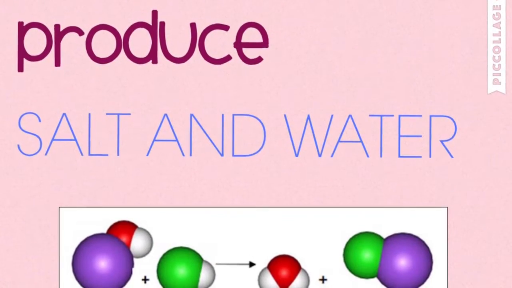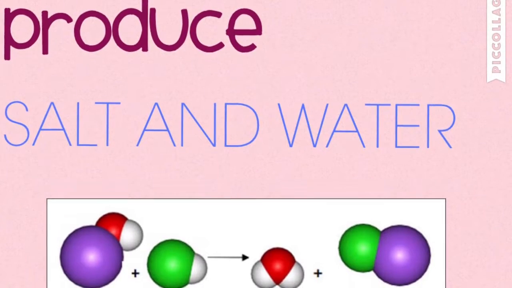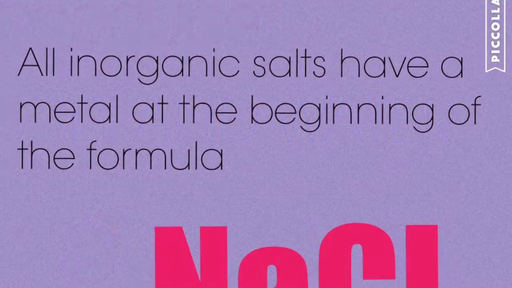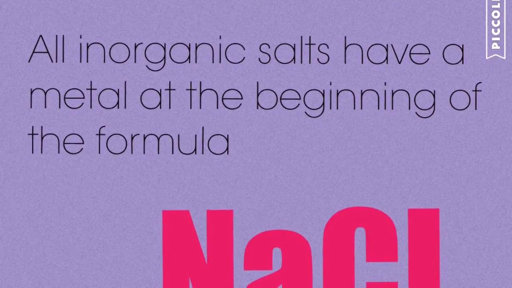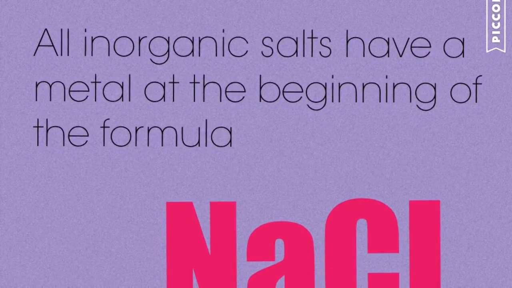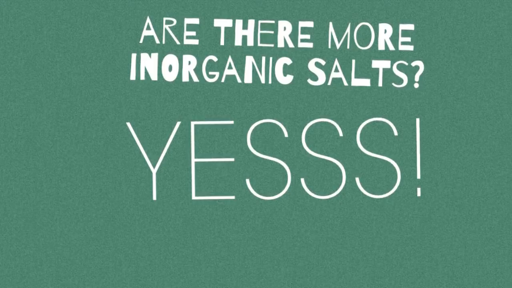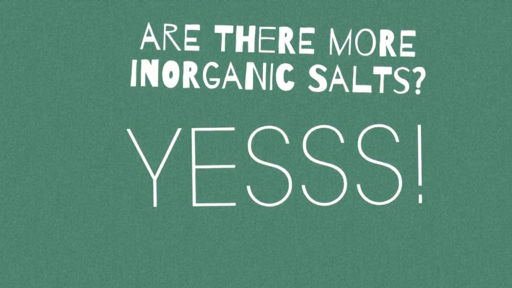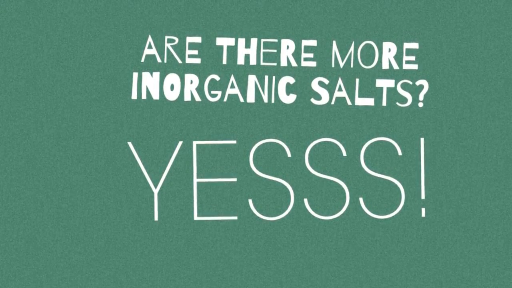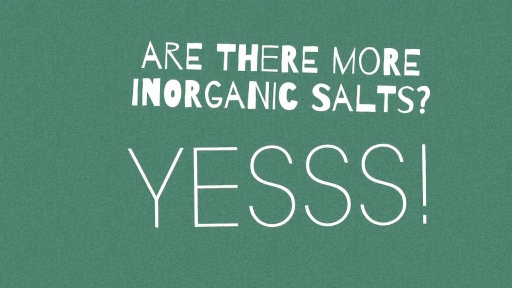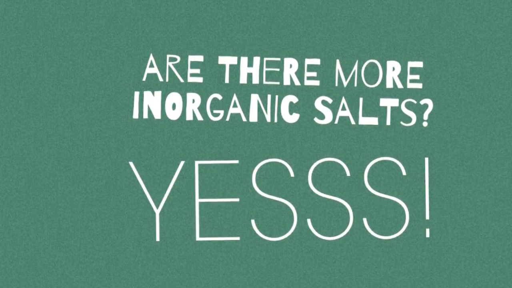The reaction of an acid with a base produces salt and water, which creates a salt. All inorganic salts have a metal at the beginning of the formula. For example, sodium chloride has a sodium at the beginning, which is a metal. Probably we all know that sodium chloride is not the only example of an inorganic salt. There can also exist potassium nitrate, potassium sulfate, potassium chloride, sodium chloride, and there's a huge amount of examples of inorganic salts.